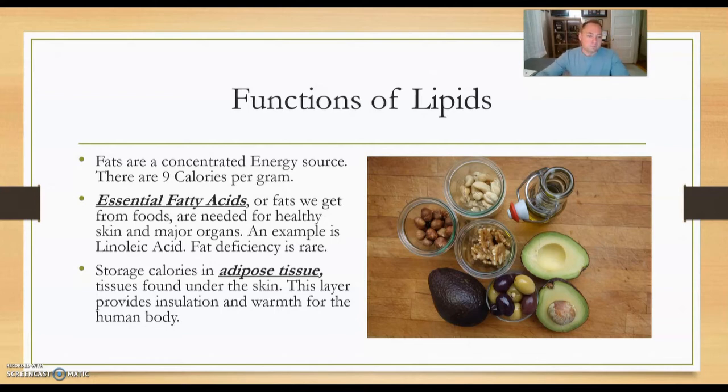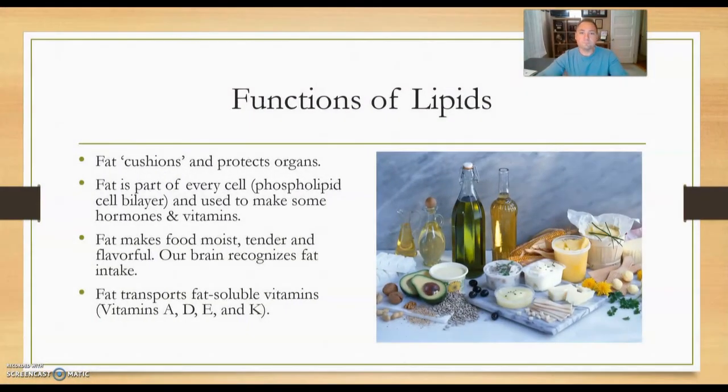Okay. Now, I mentioned adipose tissue. This is where we store excess fat. All right, and it's a tissue found underneath our skin, and this layer provides insulation and warmth for the human body. Now, what else does it do? Well, fat also provides a cushion and protects our organs, our heart, our lungs, our liver. Okay? And there is the likelihood that if we have too much fat, it can cause a fatty liver or a fatty pancreas, or too much fat can build up on our organs and our heart and cause health problems.